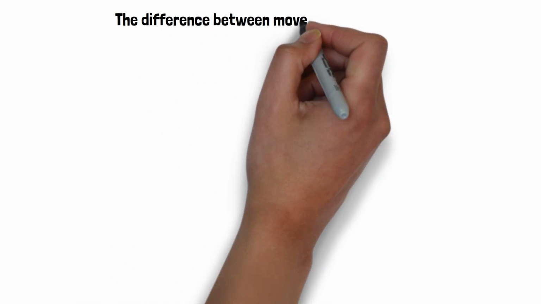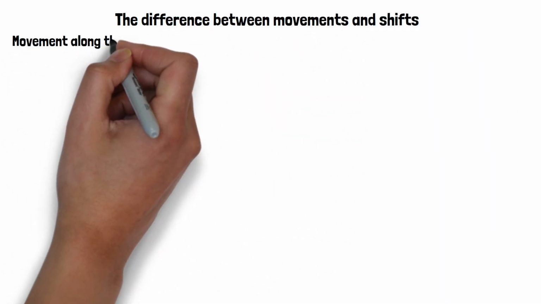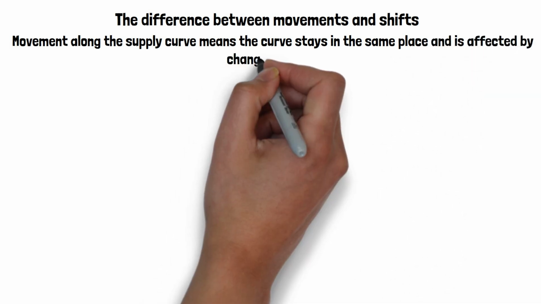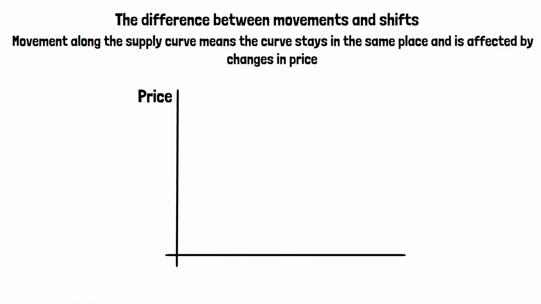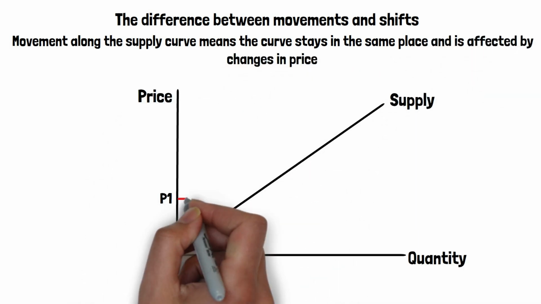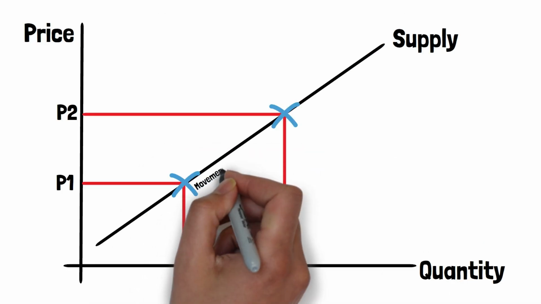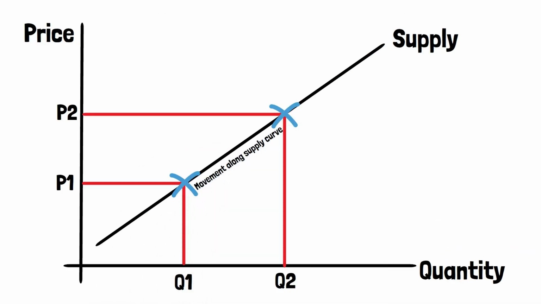Now, let's move on to the distinction between movements and shifts in the supply curve. A movement along the supply curve means the curve stays in the same place and is affected by changes in price. This is what a graph of that would look like. We can see at P1, the quantity supplied is Q1, and at P2, it is Q2, and therefore here is the movement along the supply curve.